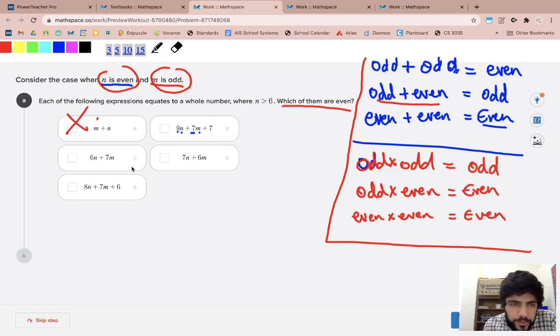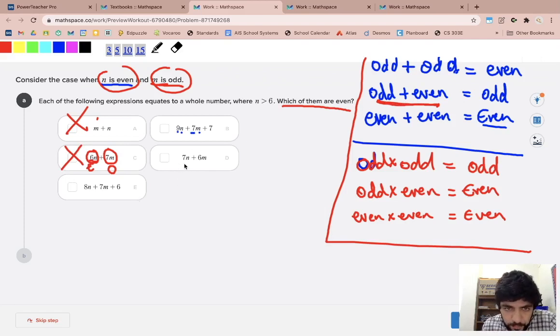Let's look at the simpler ones first. Here we have 6 times n. So we know 6 is even. And we know n is even. So this term so far is even. Let me label it E. And then 7 times m. This is odd times odd because m is odd and 7 is odd. And so we know that 7m, because odd times odd is odd, would be odd. And so now we have this situation where we have odd plus even. And so we know odd plus even is always going to be odd, and so this is not one of them.